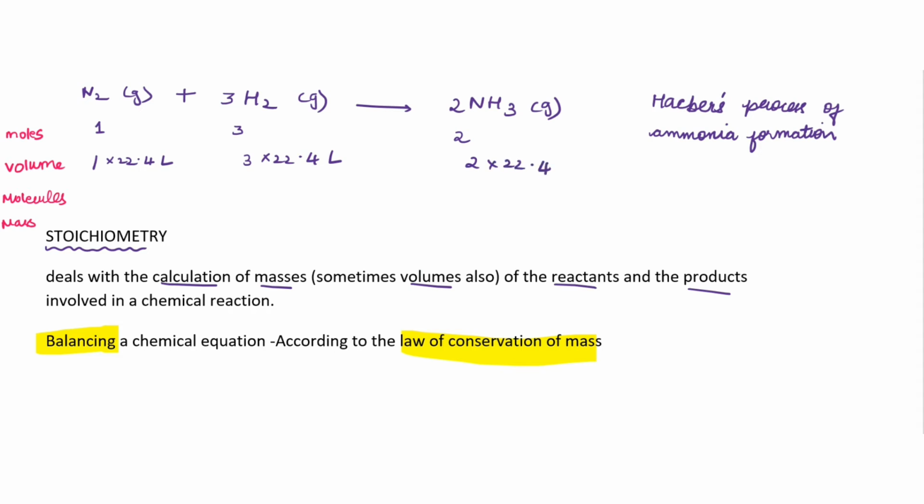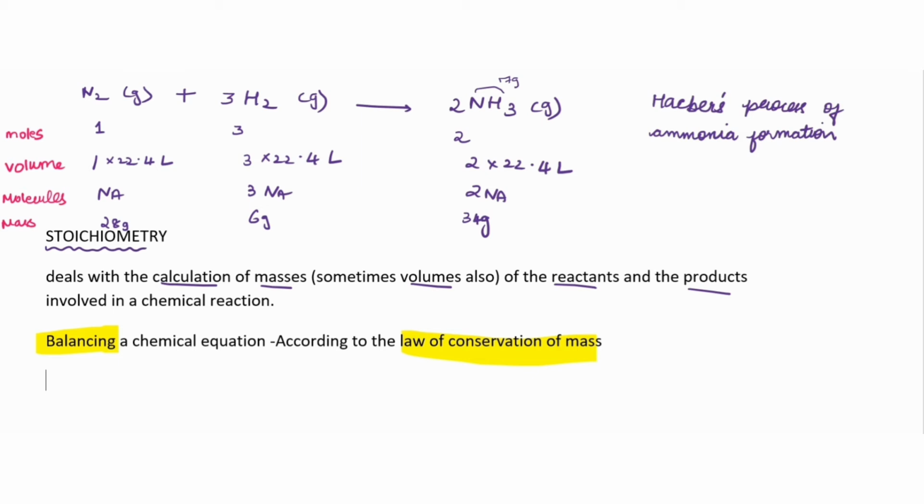Alright, now talking about molecules. 1 Na molecules of nitrogen combine with 3 Na molecules of hydrogen, giving us 2 Na molecules of ammonia. Then talking about mass, we find that 28 grams of nitrogen combines with 6 grams of hydrogen to yield 34 grams of ammonia. 2 into 17, where 17 is the molecular mass of ammonia, gives us 34 grams.